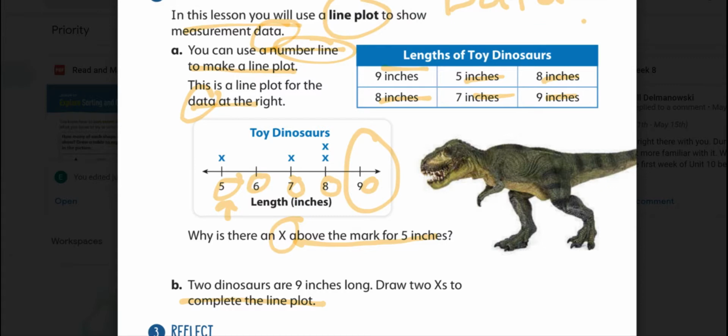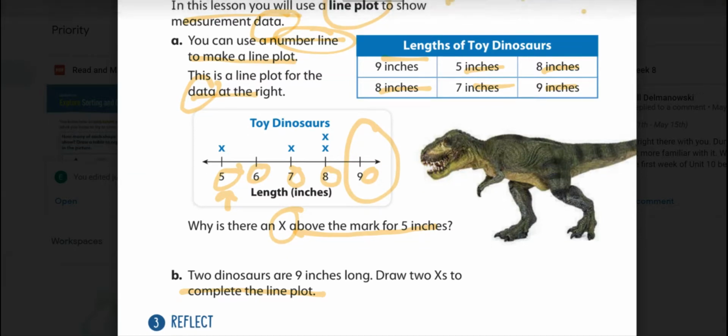And 9, there's some missing about 9, but we're going to get to that one. Why is there an X above the mark for 5 inches? Because there's one dinosaur that's 5 inches. But 2 dinosaurs are 9 inches long. Draw 2 X's to complete the line plot.